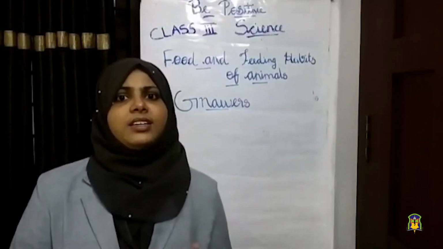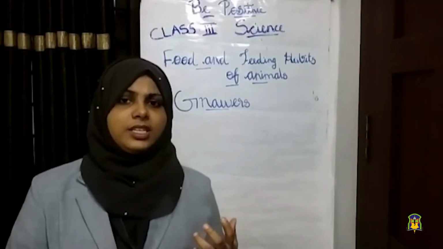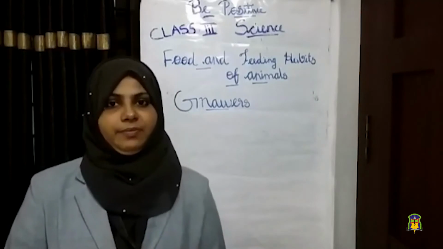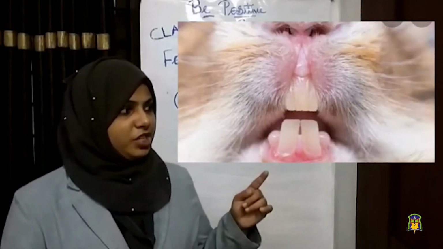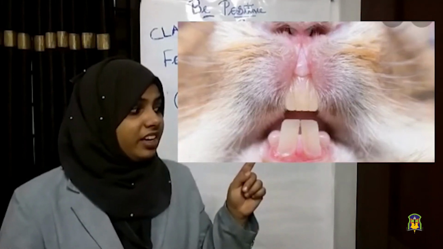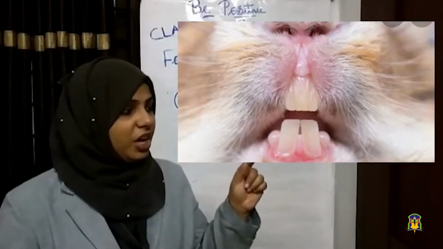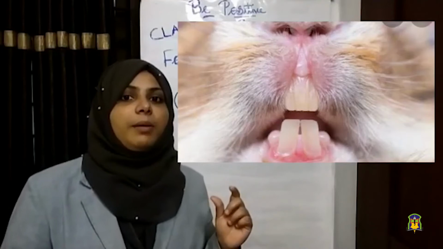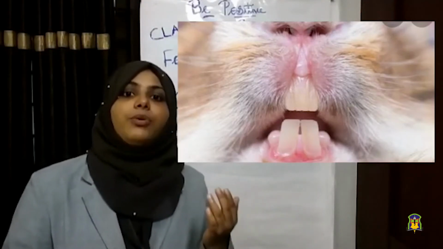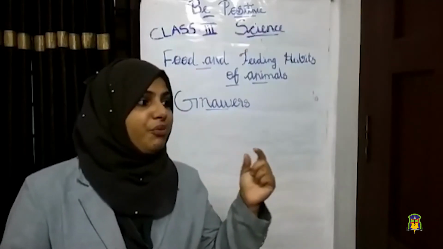Different animals eat in different ways. First we are going to discuss gnawers. The spelling is G-N-A-W-E-R-S, gnawers. G is silent, we say gnawers. Children, have you seen the rabbit, squirrel, rat? What do these animals eat? Yes, nuts, grains, fruits, etc.